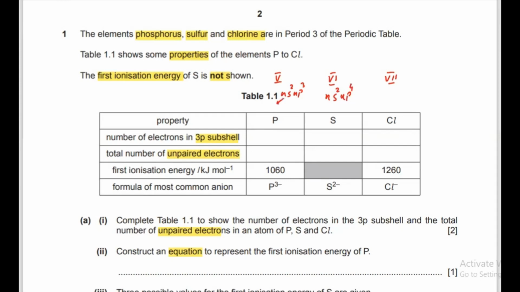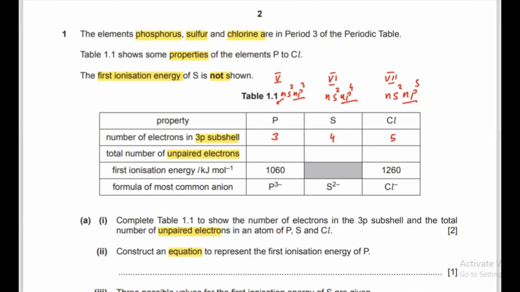n represents the principal quantum number, or the number of the period. Chlorine, or group 7 elements, have the general electronic configuration ns2 np5. So 5 plus 2 is 7, 4 plus 2 is 6, and 3 plus 2 is 5. Now, to represent the number of electrons in 3p of phosphorus, we can see that there are 3 electrons in the p subshell. So 3 electrons in phosphorus, 4 electrons in sulfur, and 5 electrons in chlorine.